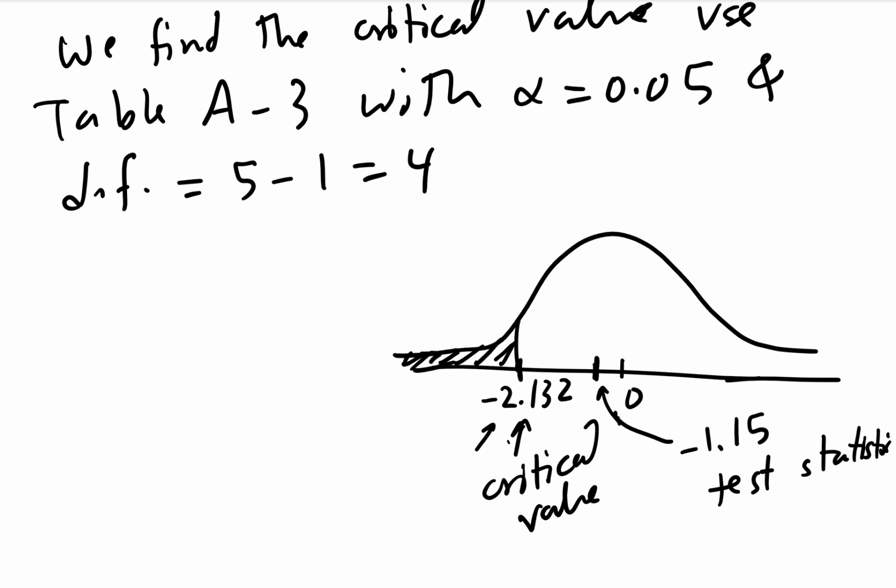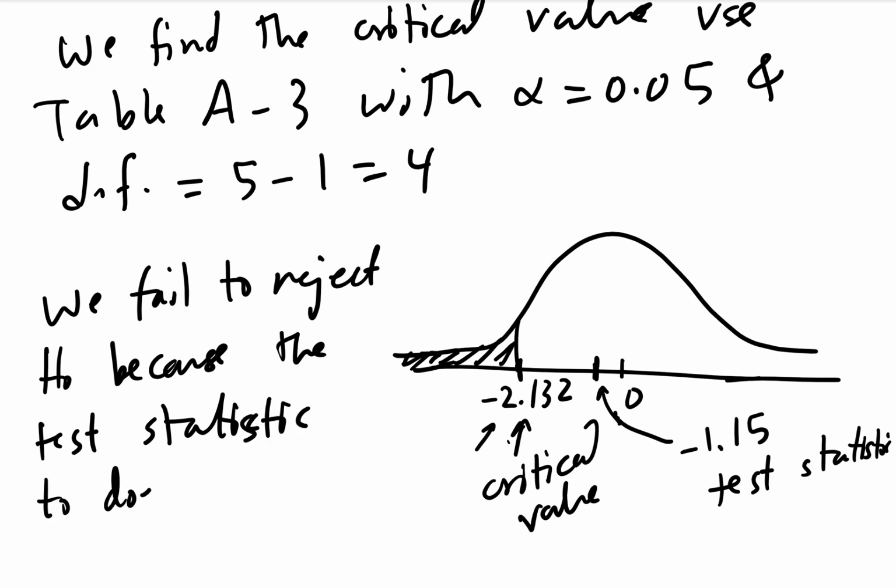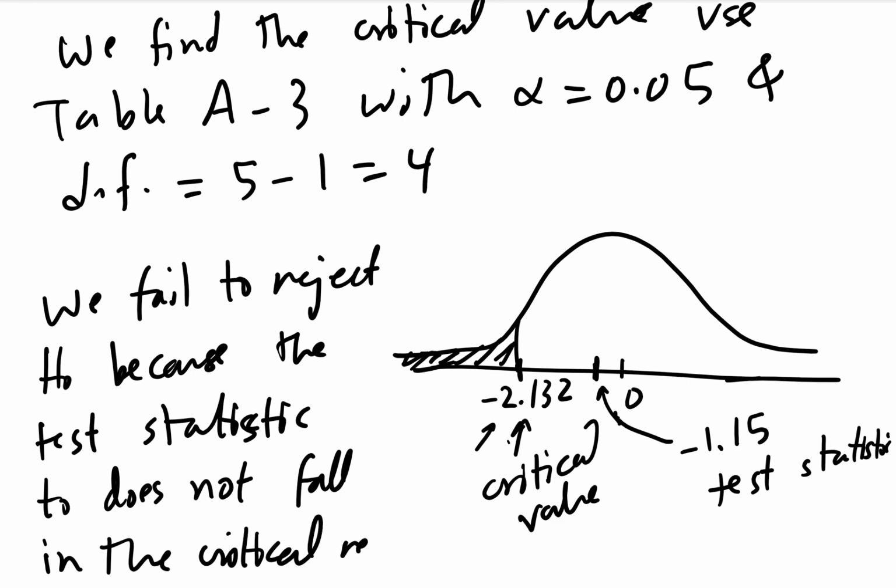Note, in this case we fail to reject the null hypothesis because the test statistic T sub 0 does not fall in what we call the critical region, which is the shaded region.